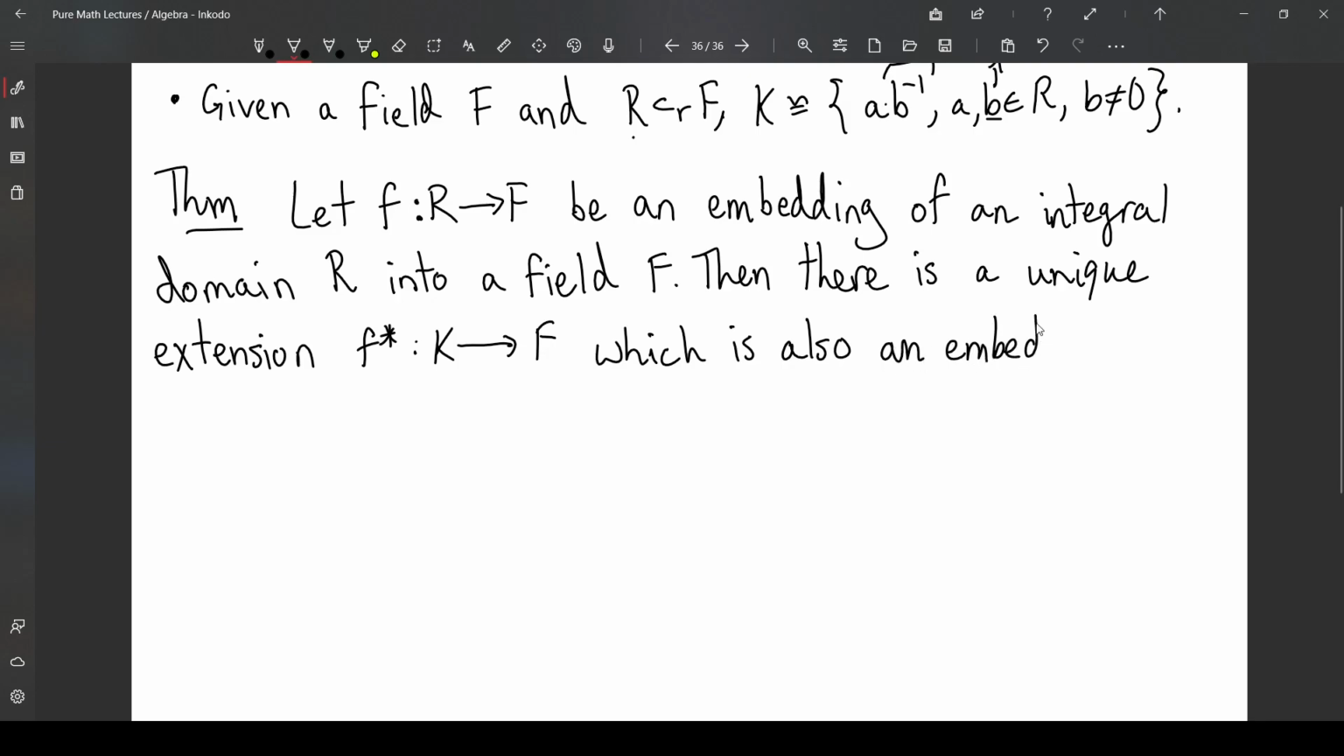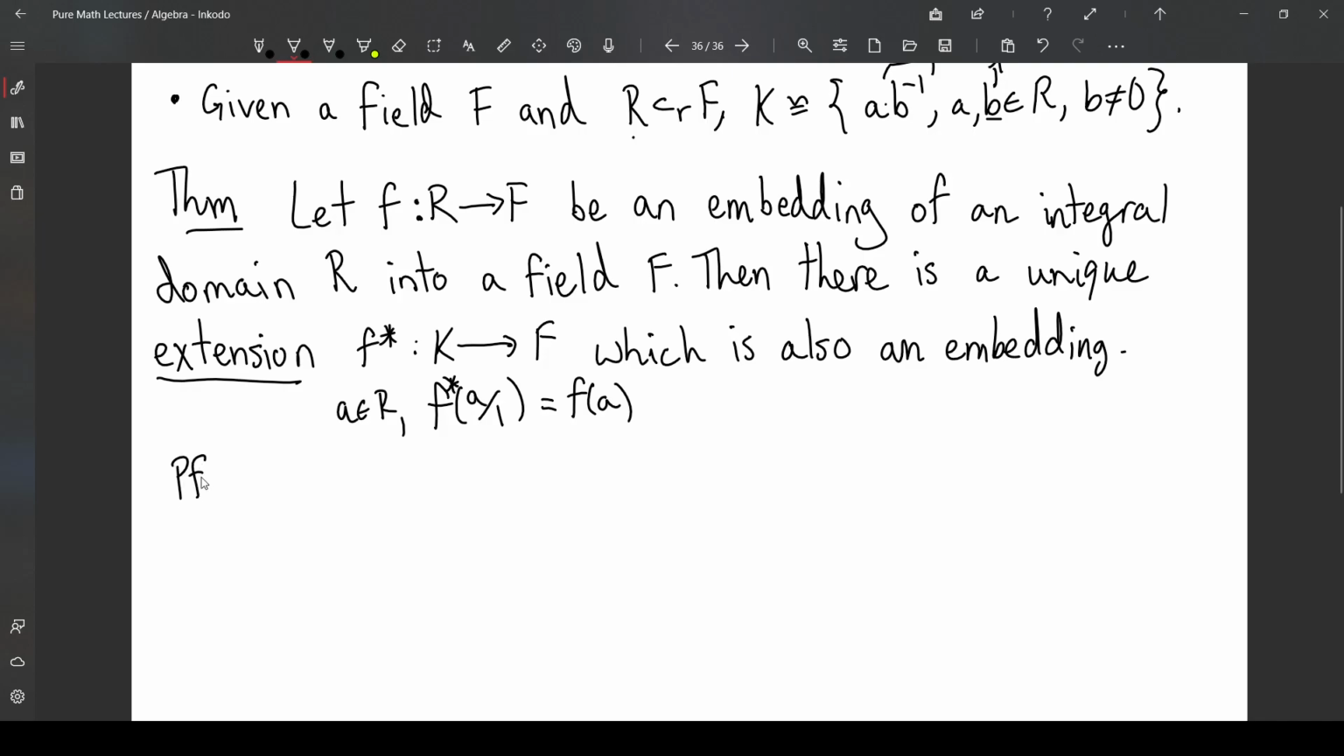So what do I mean by an extension? So here K is the quotient field of R. And what I mean by an extension is that f star, if you take it on elements of R, is going to line up with f. So what I mean is that if a is in R, then f star of a over 1, which is what we think of an element of R being inside of K, should equal f of a. So that's what I mean by an extension.